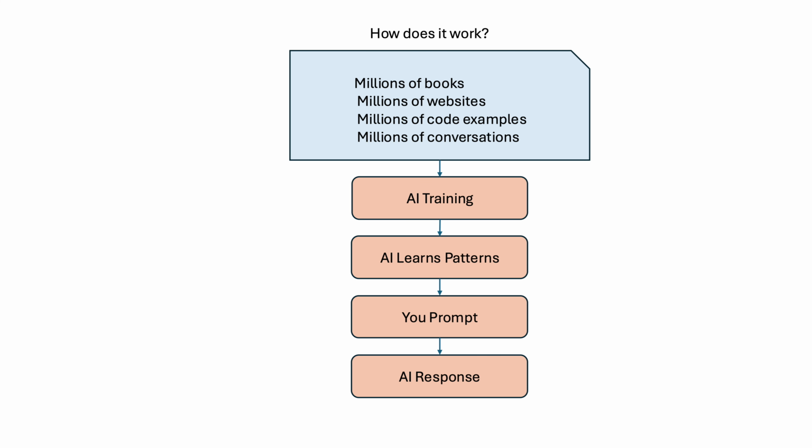Finally, imagine listening to millions of conversations between people. Now you learn things like if someone says, hello, a common response is, hi. If someone asks, how are you? People usually answer, I'm good. You begin predicting what people are likely to say next. This whole learning stage is called training. During training, nobody is asking ChatGPT questions. Instead, it's learning from enormous amounts of text so it can recognize language patterns.